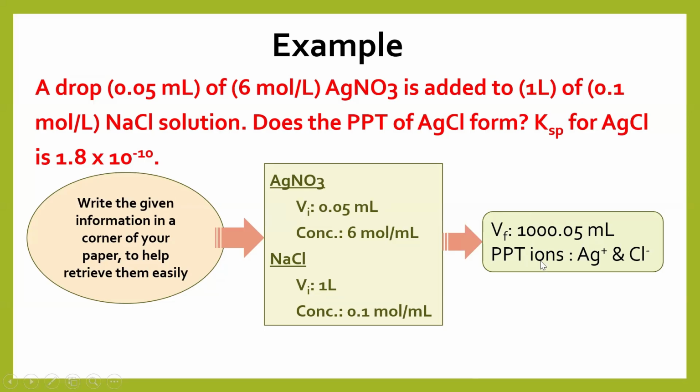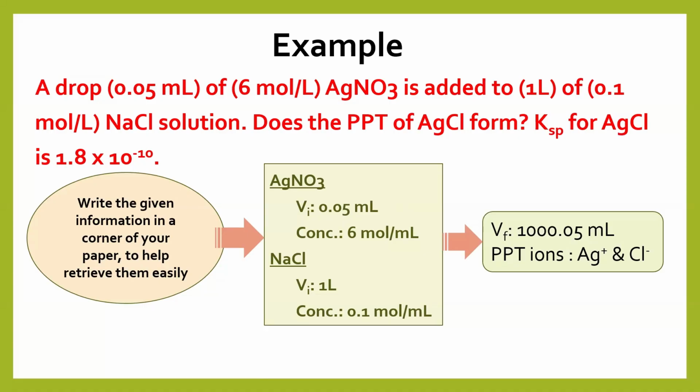The precipitate ions are the ions of the product. The product is silver chloride. Now you have every piece of information given in the problem. Depending on these pieces of information, we estimate some other calculations like the final volume and the precipitate ions. Next, to know whether precipitate will form or not, we have the Ksp, by the way.